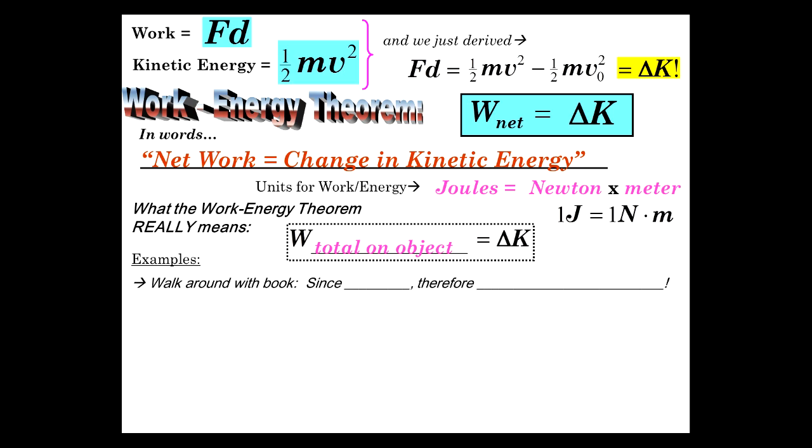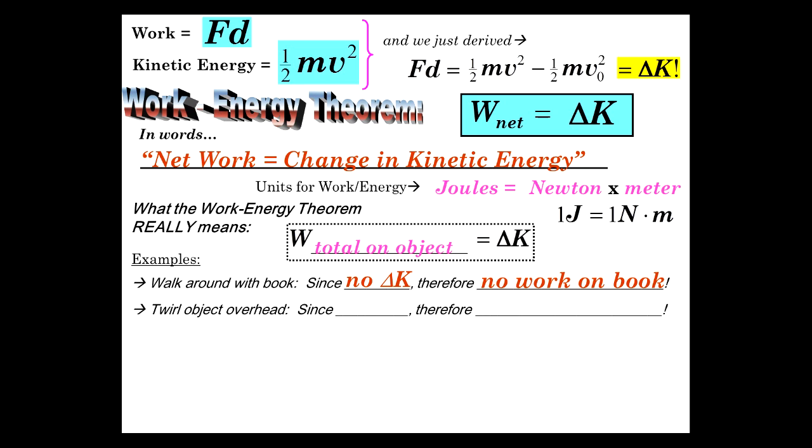Some examples, and I'll apologize because this is really better demonstrated, but I don't have the means to write at the moment. But if you're taking my class, you will either see it or have seen it. You can imagine if I walk around with a book. I hold it in my hand and walk with uniform speed across the room. And the question is, is any work done on that book? Well, since there's no delta K, there is no work done on the book.